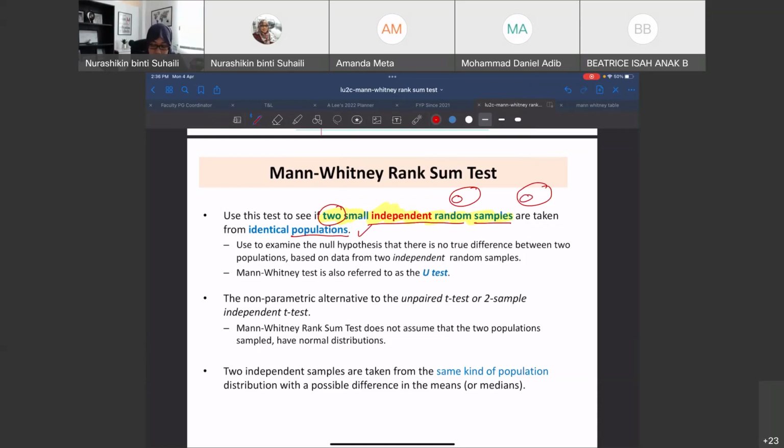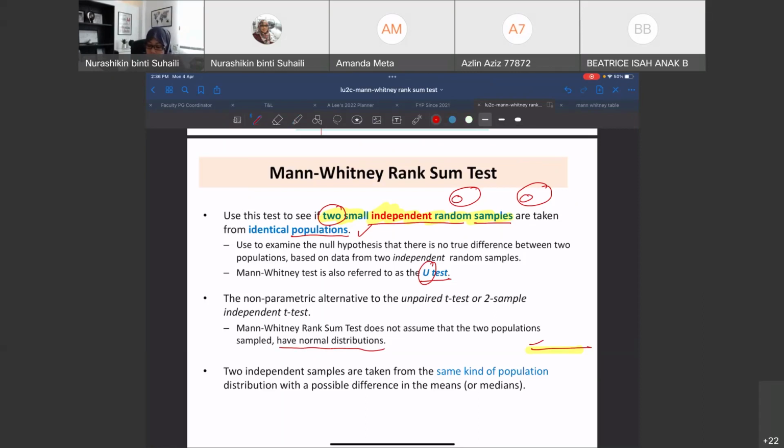This test is also called the U test, because in the test later you'll see that there is a parameter called U that we are going to calculate. The Mann-Whitney rank sum test does not assume that the two populations have a normal distribution. This is equal to any non-parametric data: we assume that we do not know about the distribution, the pattern, and also we assume that it doesn't have the normal distribution. Normal means like this.